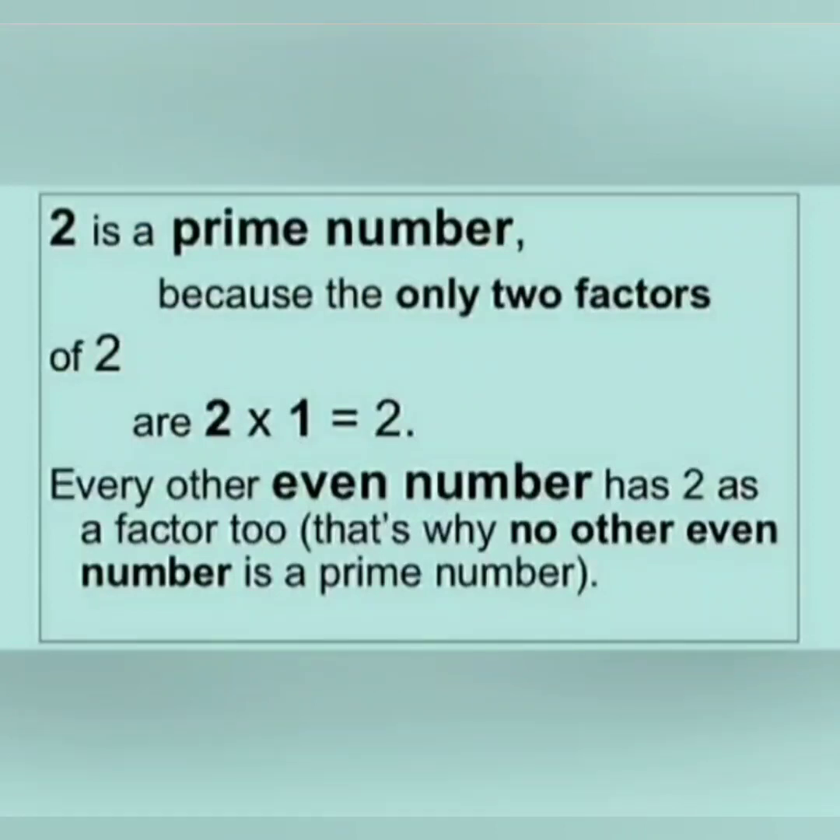2 is a prime number and 2 is an even number, and 2 is the smallest even prime number, and all the prime numbers are odd except the case of 2. Every other even number has 2 as a factor. That's why no other even number is a prime number. This line is clear, only 2 is our prime number and that too an even number. Other than that, the prime numbers we have are all the odd ones.